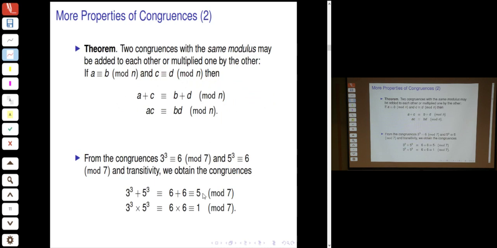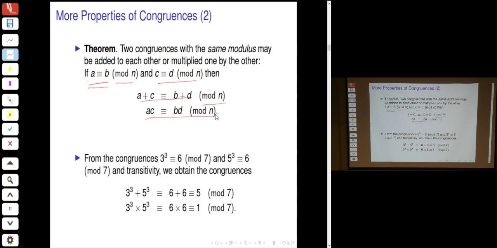So, here are some more properties. Two congruences with the same modulus can be added to each other or multiplied to each other. So, suppose A is congruent to B mod n, C is congruent to D mod n, then A plus C is congruent to B plus D mod n, and AC is congruent to BD mod n. And these also you can verify by basic calculations like we did for some of the previous properties. I am not going into the details of the verification.